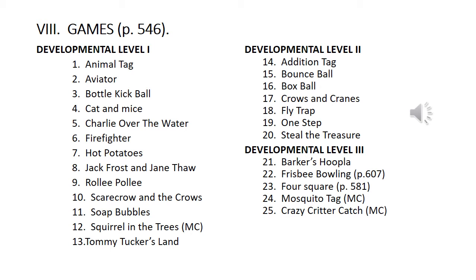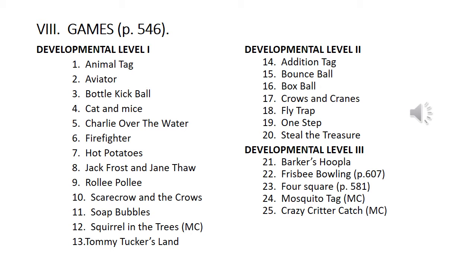Frisbee bowling, they moved it. And now it's on page 607. So I'm going to go to page 607. But I like Frisbee bowling. That's why I kept it. And so you have the instructions there on page 607. Then back to page 581 is Foursquare that we're going to play outside on the sidewalk from the gym to the parking lot.